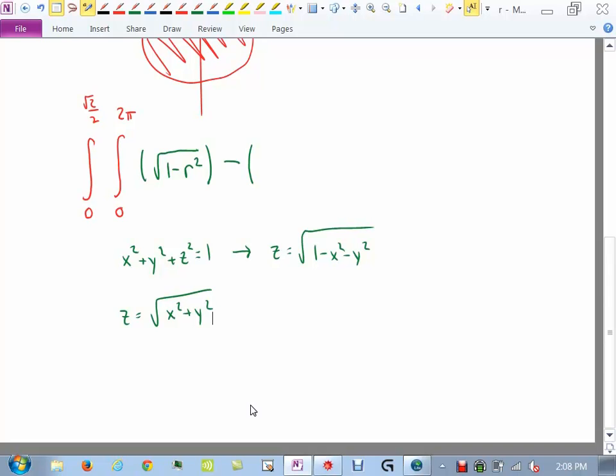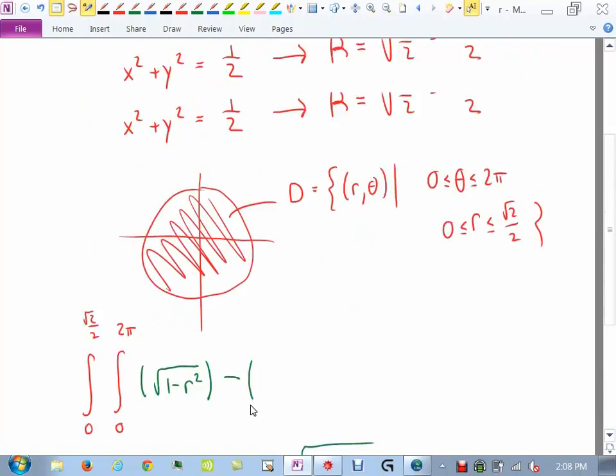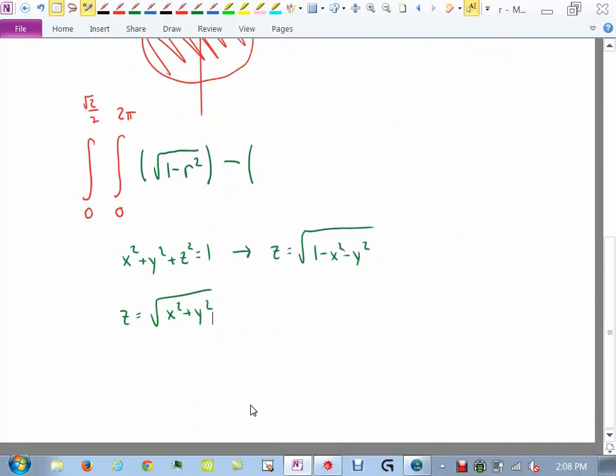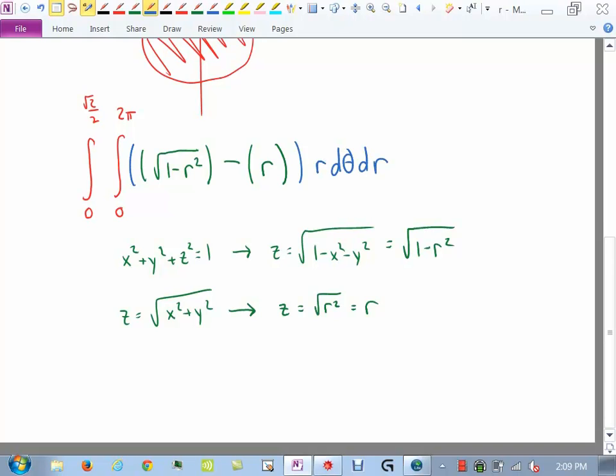Yeah, you can be in Cartesian or in polar when you go about trying to find their intersection. Absolutely. So this means z equals the square root of r squared, which means r. This one we saw a second ago was the square root of 1 minus r squared. So I'm just going to put r here, and then I can do my r dθ dr.